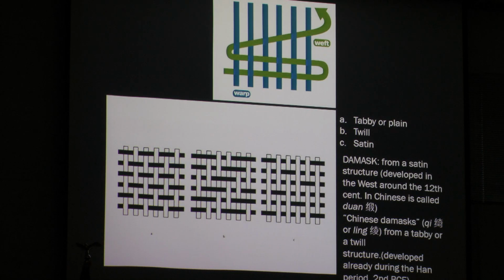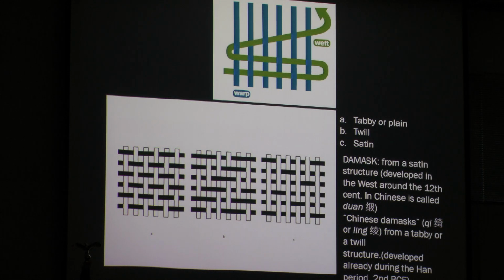The tabby is also called plain or basket weaving. The twill, to give you an idea, is the one to create jeans. And the satin is the latest one, that was created around the 12th century. Actually 10th century, much earlier, and around the 12th century was used to create a damask. Probably you are familiar with the word damask. Damask was created probably around the 12th century in Damascus, Syria, allegedly, and in Chinese it's called duan.